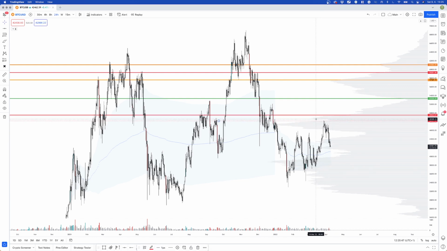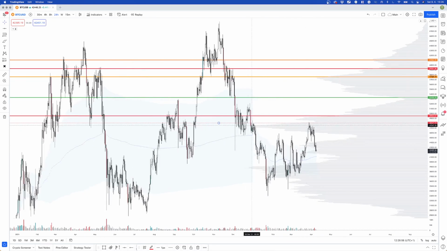Obviously if you really want to go crazy, you can mark this one out as the minor POC, but that's not something I would do personally. But you can definitely mark this one out as the edge of this minor high volume node edge, and then your most relevant price action is this high right here, and you can see that basically we topped here.